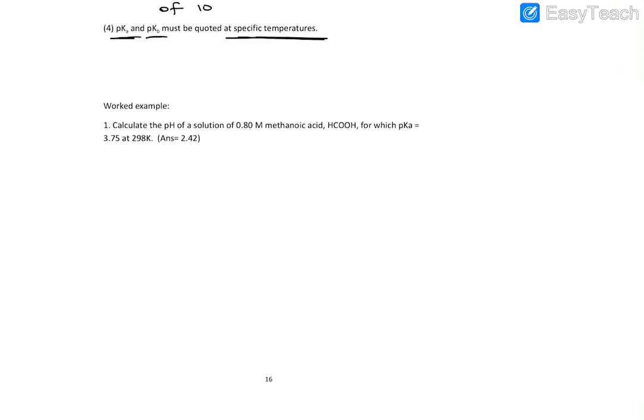Let's see the worked example. Here the answer is wrong here. So calculate the pH of a solution of methanoic acid. So the pKa value is given. Now pKa values can also be found in section 21 of the data booklet. So for your exams, you might just be given the question, find the pH of methanoic acid. You might just not be given this. So you can be given the temperature, and that's it.